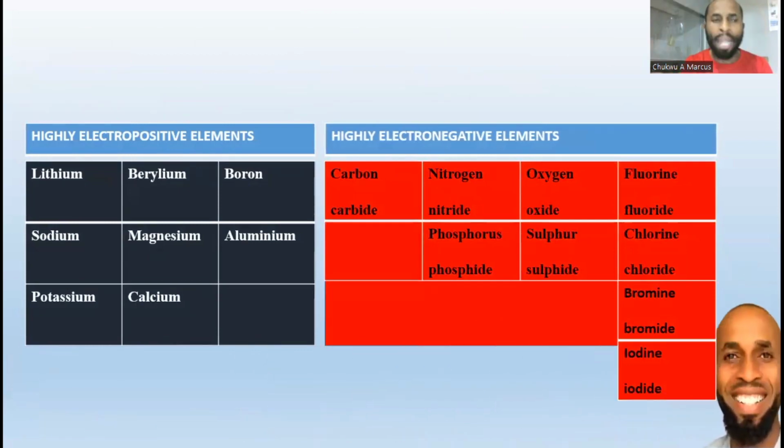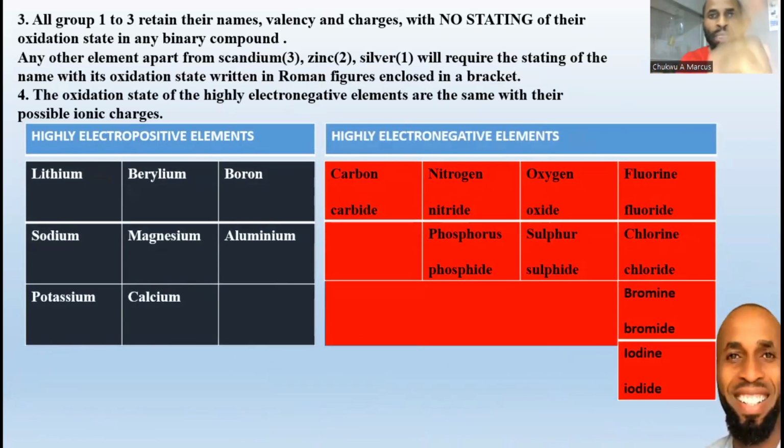And all group 1 to 3, including scandium, zinc, silver, will retain their name. That is, you are not going to change its name, valency, and charges, with no stating of their oxidation state. You're not going to tell us it's aluminium 3, zinc 2, scandium 3. Just call it scandium oxide, scandium fluoride, zinc chloride. You are not going to tell us it's scandium 3 chloride. I hope you get me on that.